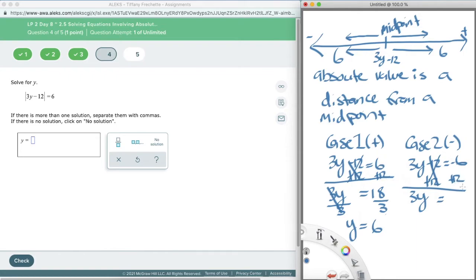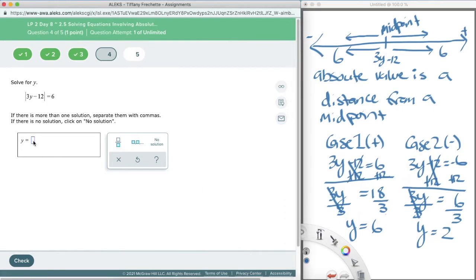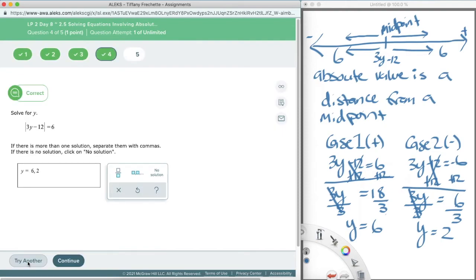So I need to subtract them. I have more positives than negatives, so it's going to be a positive 6. Divide by 3. Divide by 3. So I have y equals 6 divided by 3 is 2. So 6 and 2. Those are my two pieces. So I'm just going to type these guys in. Whoops, comma 2. And ta-da!